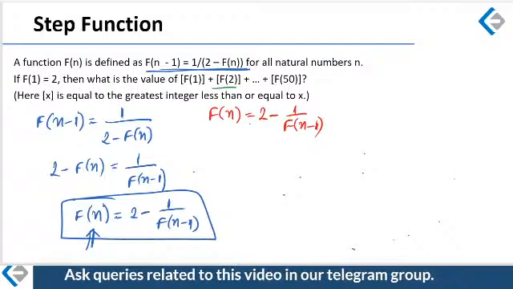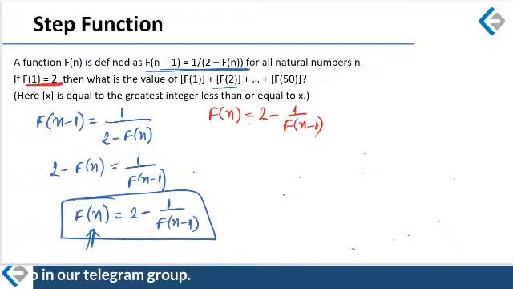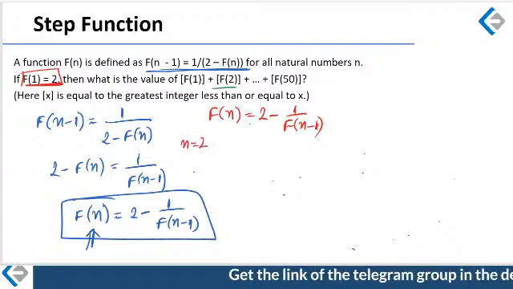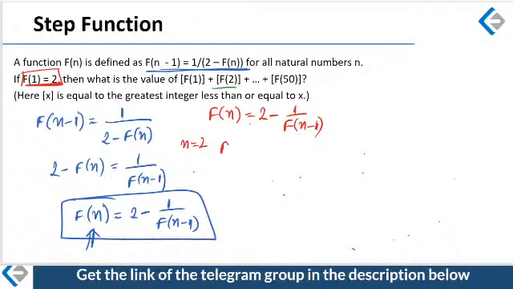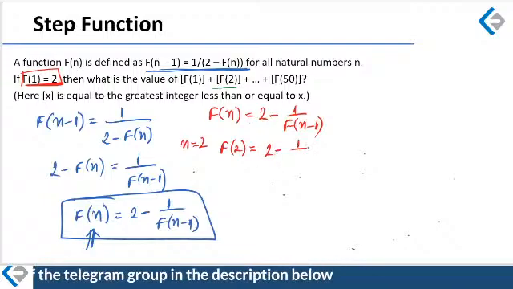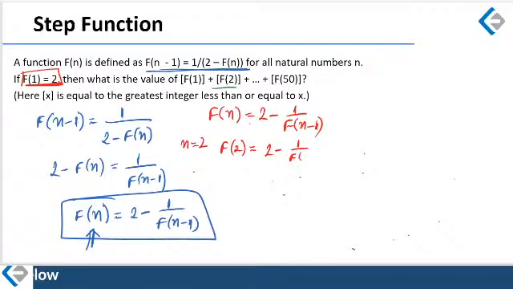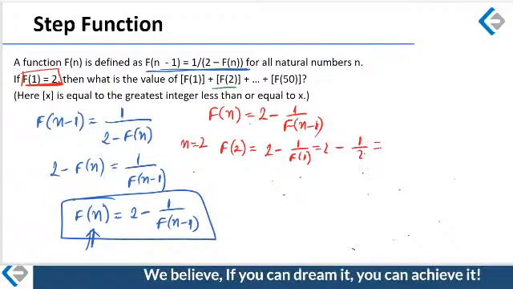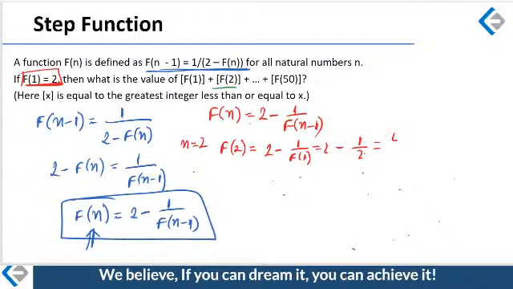Now I already know what f of 1 is. The author has given me f of 1. Therefore, let me find from f of 2 onwards, putting n is equal to 2. Why am I not putting n is equal to 1? That's given. f of 1 is already given. So f of 2 is equal to 2 minus 1 divided by f of 1, which is 2 minus 1 divided by 2, which becomes 3 divided by 2. Okay, so now tab it somewhere here, guys.